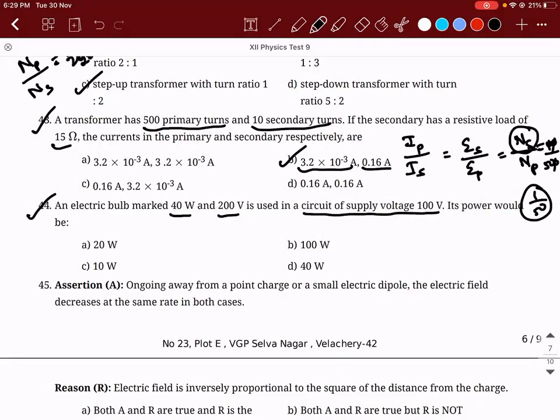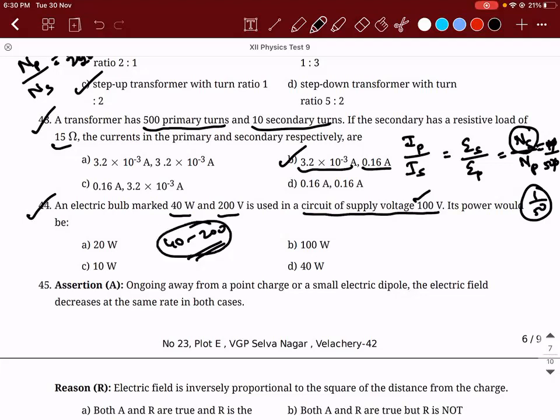So 44. There is an electric bulb which is rated at 40 watt and 200 volt. So the power rating is 40 watt and 200 volt, or you can write it as 40, 200. It is used in a circuit of supply 100 volt. Its power would be how much?